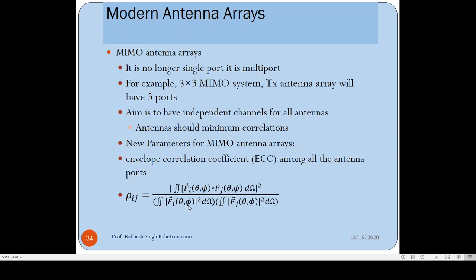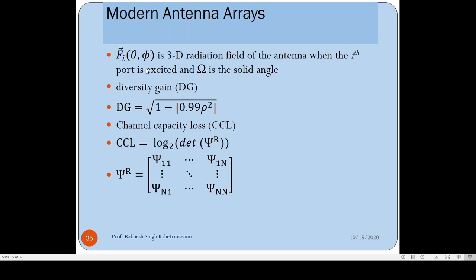And yeah, the omega is the solid angle. So you can find out the correlation coefficient like this from the 3D radiation pattern of the ith antenna and jth antenna. This is the envelope correlation coefficient of the ith and jth antenna. So now, the lower the correlation coefficient, the better it is for us.